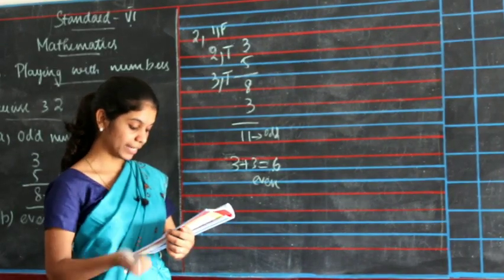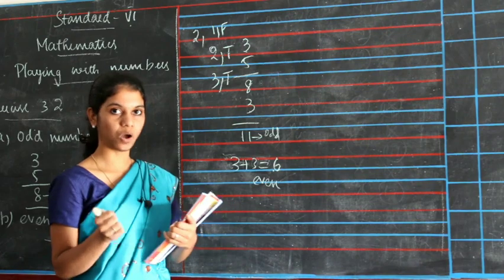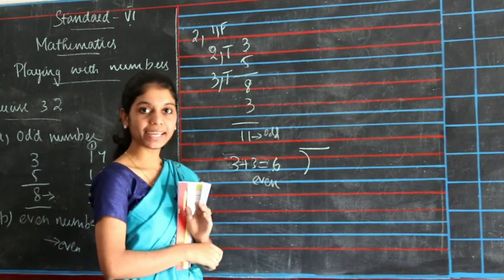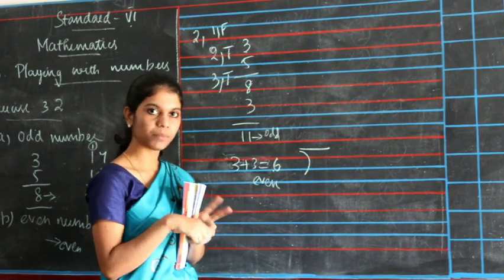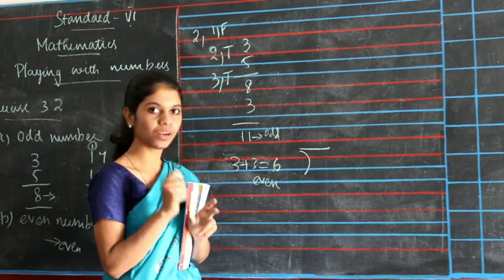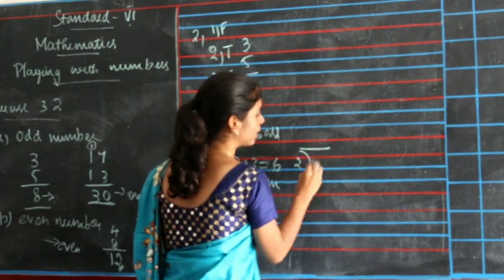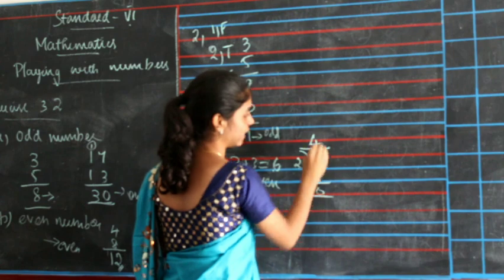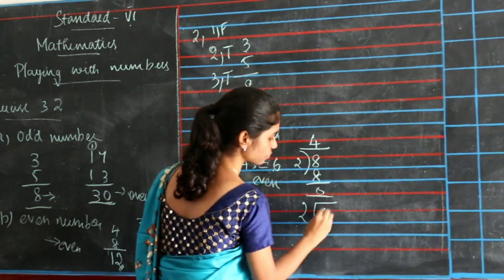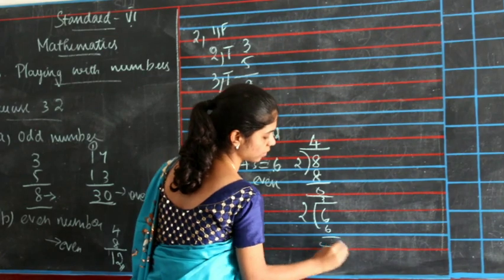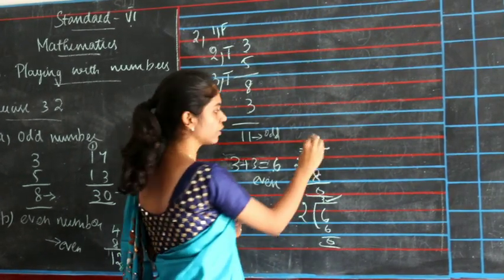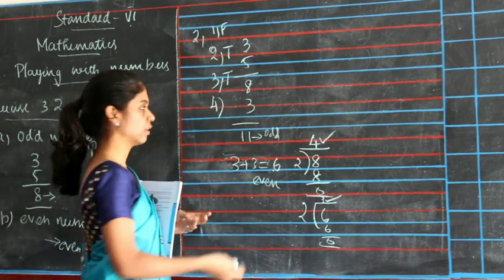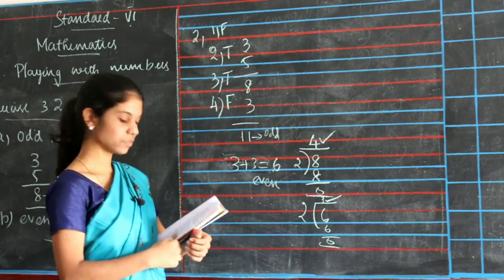If an even number is divided by 2, the quotient is always odd. For example, if you divide an even number by 2, you can get either an odd number or an even number. You cannot say you will only get even or only odd. For example, dividing 8 by 2, 2 fours are 8, which is even. If you divide 6, 2 threes are 6. So here you got odd, here you got even. So we cannot say you will get only odd or even. We may get both. So the fourth one is false.